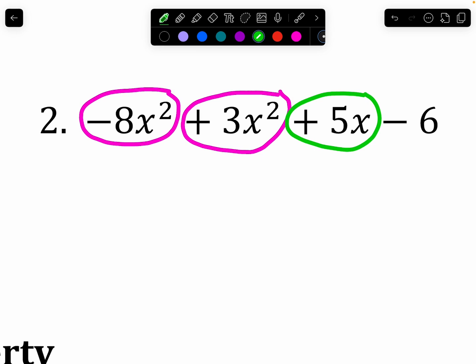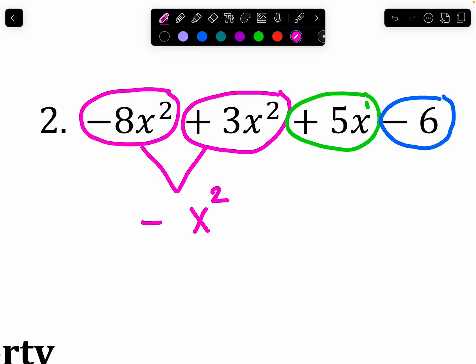Nothing else in my expression is just an x to the first power, so I'm going to move on. The last thing that I have is a negative 6. There is nothing else that is just a number in here. So what I'm going to do is combine these together. Remember that when you combine them together, the thing at the back, that x squared term, has to stay x squared. And then I just add what's in front. Negative 8 plus 3 is a negative 5.